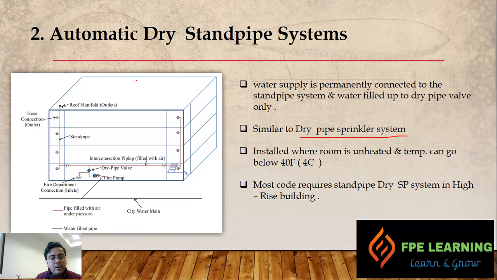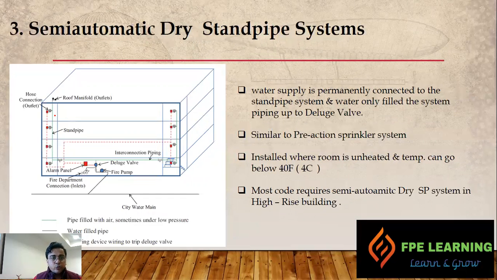Once the pressure decreases in the air, the valve opens and water goes up to this level, right? So we install this in areas where there are chances of freezing, where temperature can go below 4 degrees Celsius, right? Again, most building codes require a standpipe system in high-rise buildings. The next one, we have the semi-automatic dry standpipe system, right?